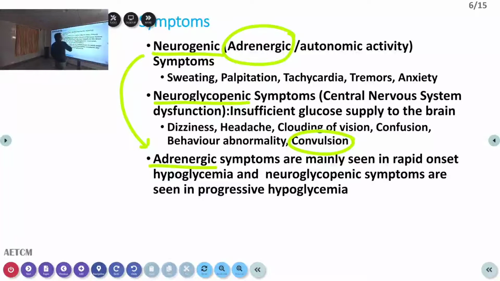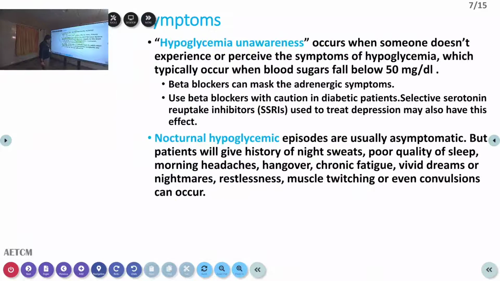Adrenergic symptoms will be there. If they are on beta blockers, these acute symptoms may not be there. Suddenly, without all these symptoms, the patient will go into convulsion or coma. So that is a real problem in a patient who is on a beta blocker and on insulin or sulfonylureas. This is called hypoglycemia unawareness.